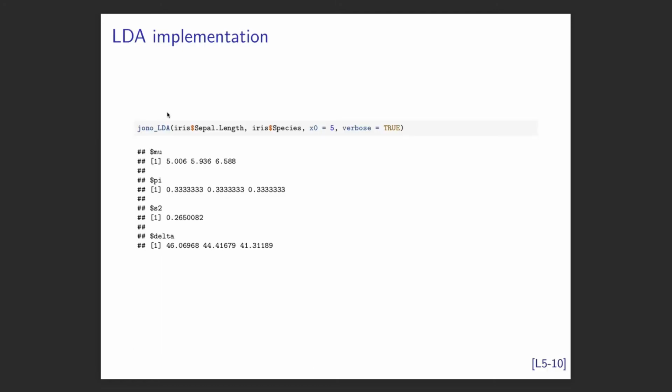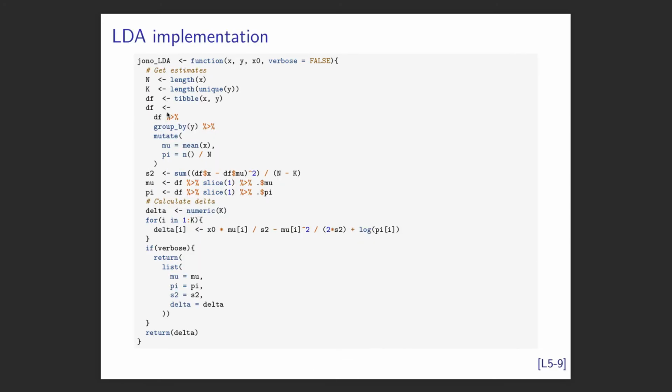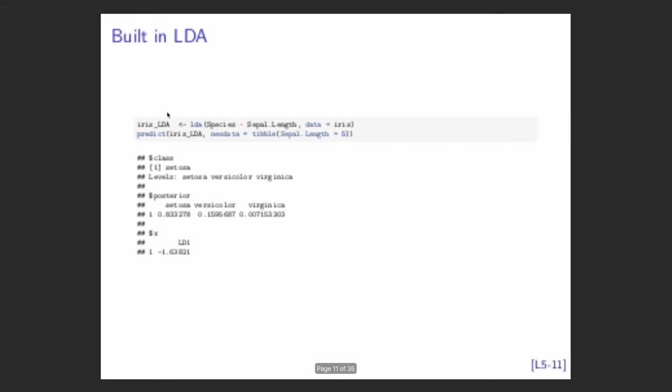So here is my version. I give it sepal length. I give it Iris species. I say predict for 5, verbose equals true. And you see it spits out mu, pi, S2, and my delta. And you see the first one, 46, is the largest, which is a setosa. So I was excited about that when I coded it up. Thought it was a nice little bit of neat code. Very excited. Does it work? First time it didn't, but the second time I got it to work.